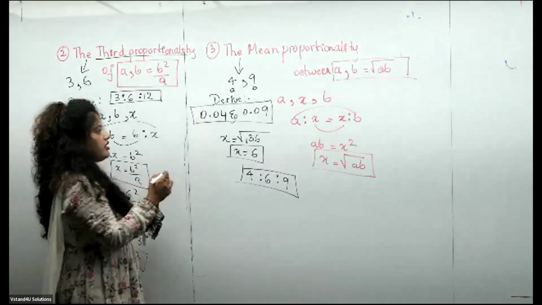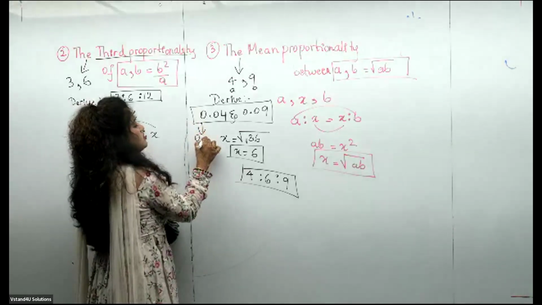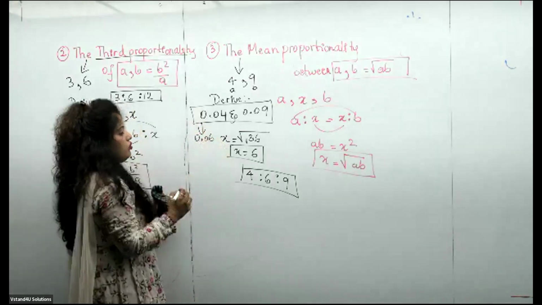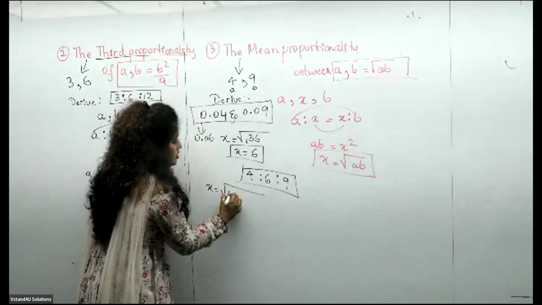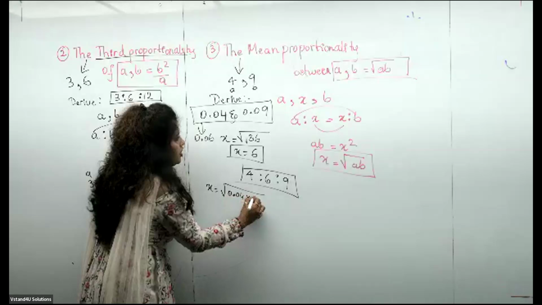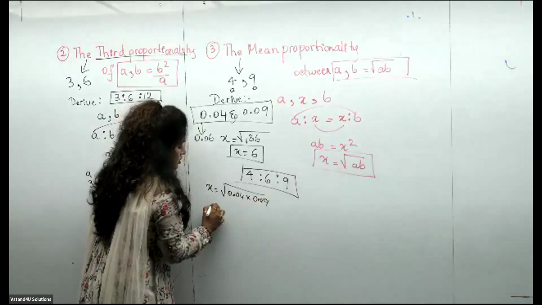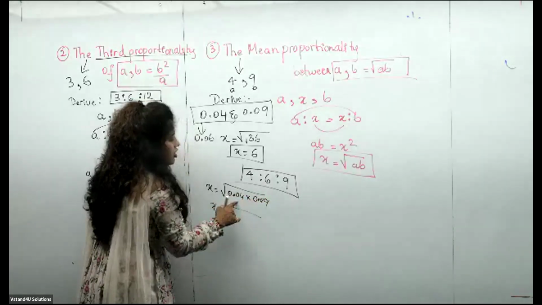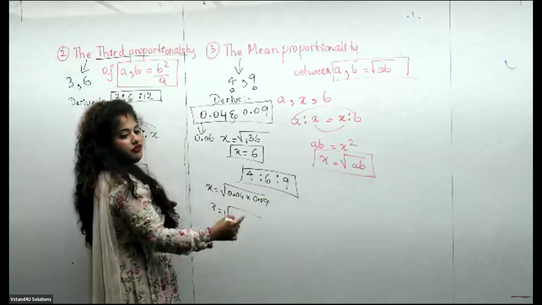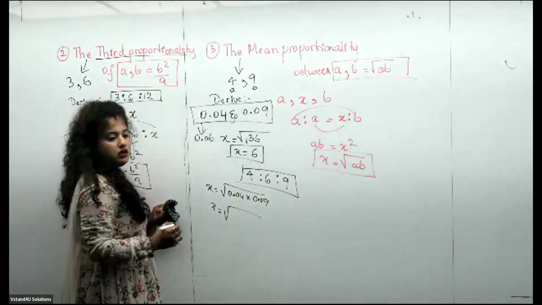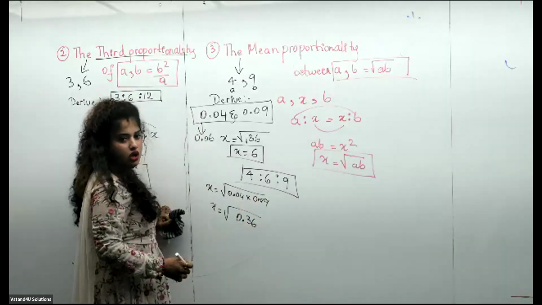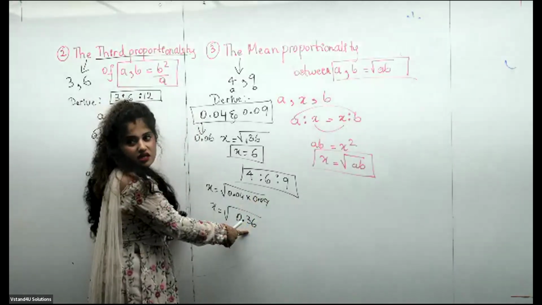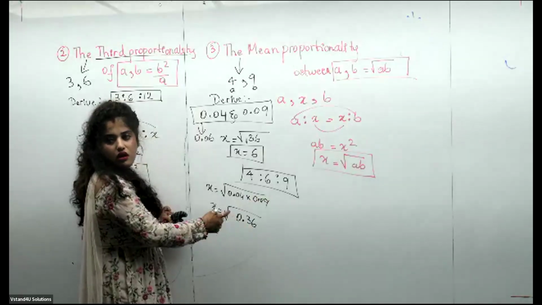No, I will get the answer as 0.06. How will I show it? Square root of 0.04 into 0.09. What is the multiplication of 0.04 into 0.09? 0.36. Yes or no? What is the square root of 0.0036?